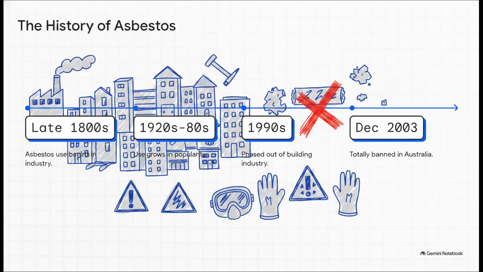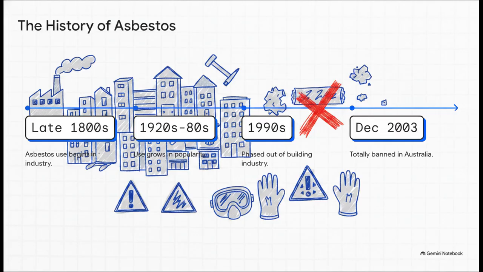You know, asbestos actually has a pretty wild history. Its use started way back in the late 1800s, and then, from the 1920s through the 1980s, its popularity absolutely skyrocketed. It was everywhere. We didn't really start phasing it out of the building industry until the 90s, and it finally got totally banned here in Australia on December 31st, 2003.